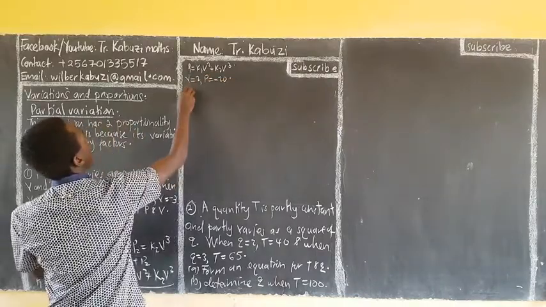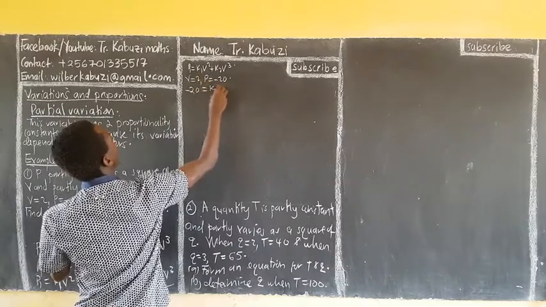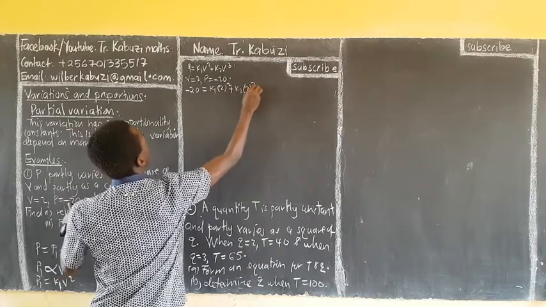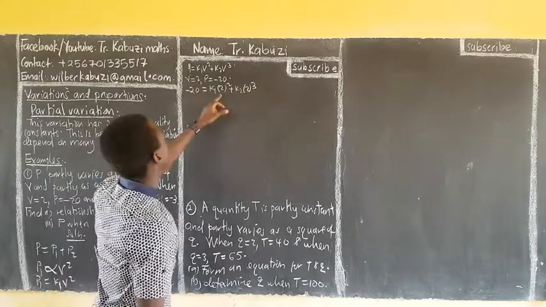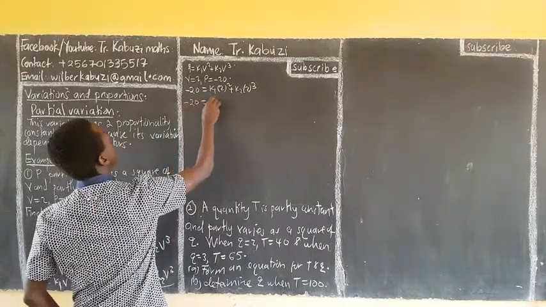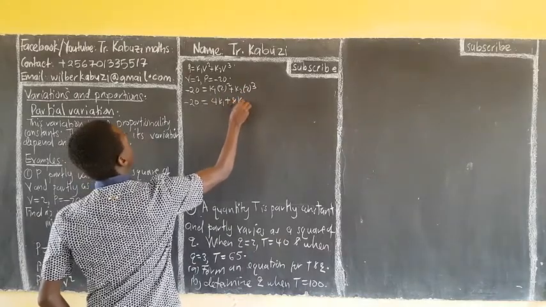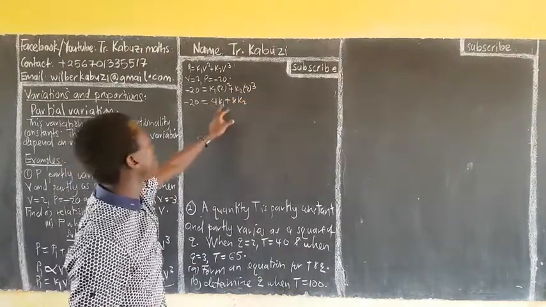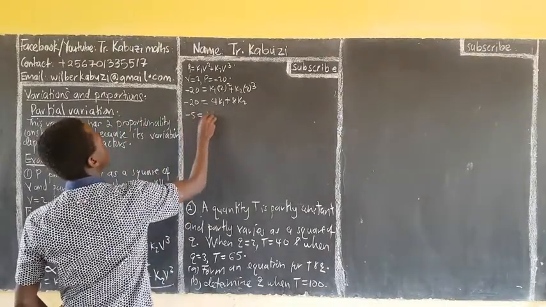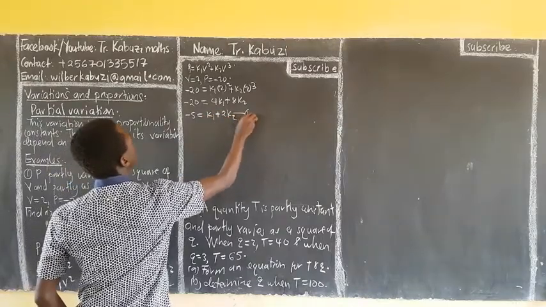When I put it in here, I have negative 20 equaling K1 times 2 squared plus K2 times 2 cubed. So if you simplify this, we have negative 20 equaling 4 K1 plus K2 times cube of 2, which is 8. And so you can divide through by 4. So we have negative 5 equaling K1 plus 2 K2, equation 1.